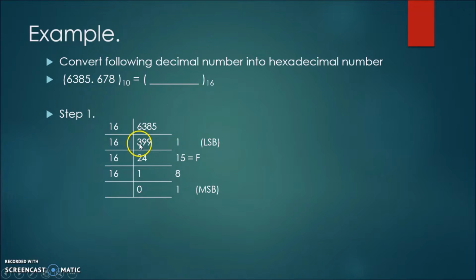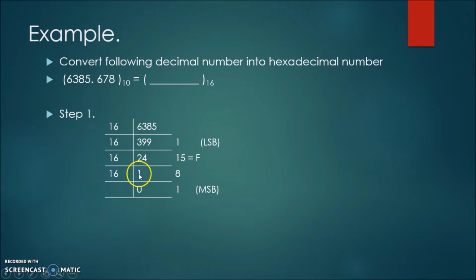Further, we divide this 399 by 16, so the quotient becomes 24 while the remainder is 15. Here the 15 is represented as F in the hexadecimal number system. Further, we divide 24 again by 16, so we get 1 as quotient while 8 is the remainder.